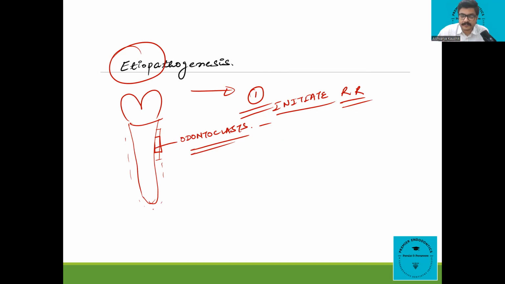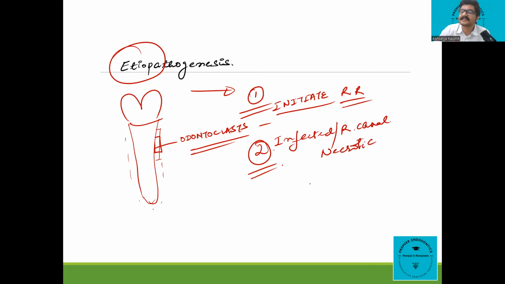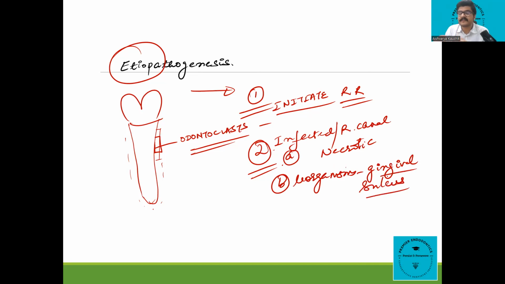Now, second most important point. The second most important point in the etiology is that for the root resorption to sustain or perpetuate, there has to be a continuous source of irritation or inflammation. Now, that is provided by the infected, necrotic root canal system on the one hand, and secondly, it can also be provided by the presence of microorganisms in the gingival sulcus, right? So these 2 points are very important.